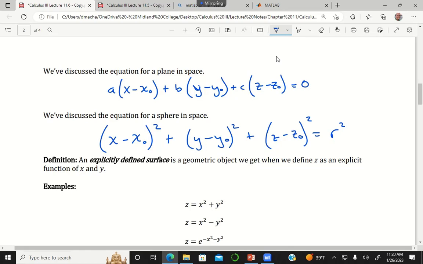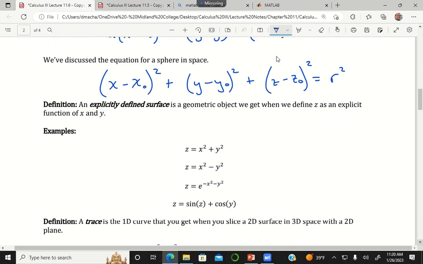For the plane in space, the point (x naught, y naught, z naught) was just a point that belonged to the plane, and a, b, c were the entries of the normal vector for that plane. For the sphere, you remember (x naught, y naught, z naught) was the center of the sphere, the point in the center, and r is the radius of the sphere. So that's just a review.